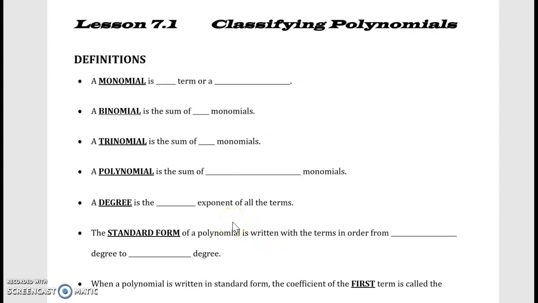That word is monomial, and a monomial is one term or just a number. A binomial, think of like the word bicycle. A binomial is the sum of two monomials. A trinomial, just like a tricycle, is the sum of three monomials. And a polynomial is the term that we use for the sum of four or more. So anything that has four or more terms is just called a polynomial.